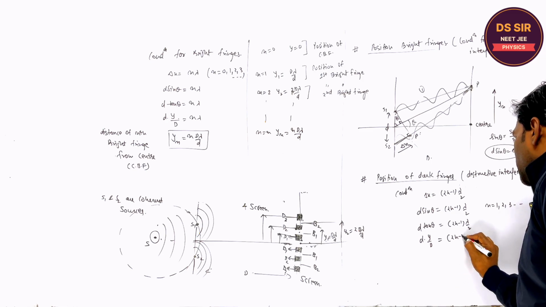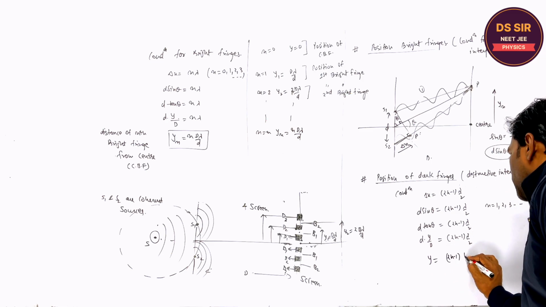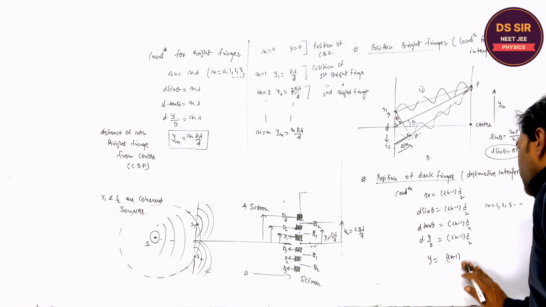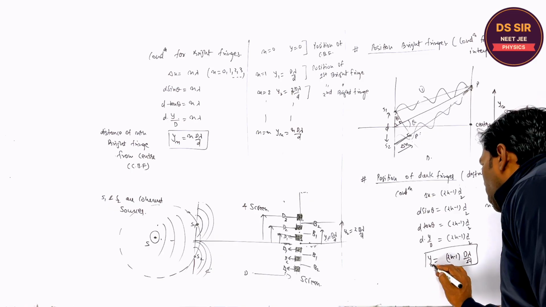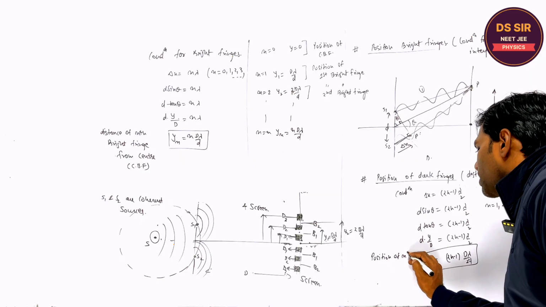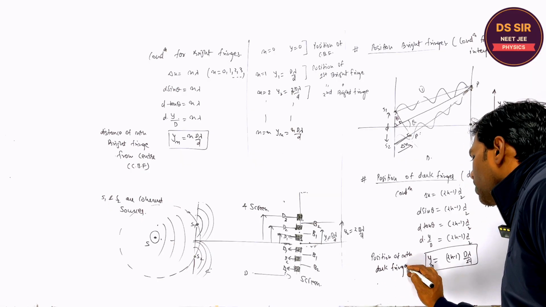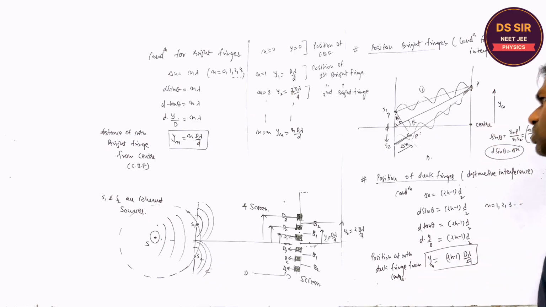So it is (2n minus 1) lambda by 2. So y is equal to (2n minus 1) D lambda over 2d. Fine. And this is the position of the nth dark fringe from the center.